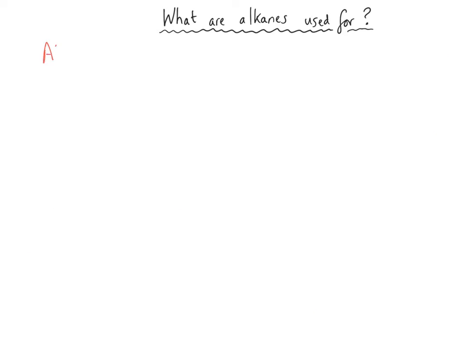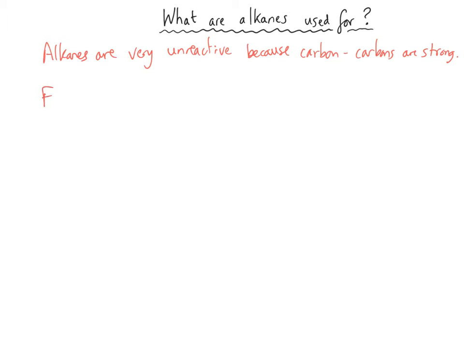Now, alkanes are very unreactive. And the reason for this is that carbon-to-carbon bonds are very strong. And the carbon-to-hydrogen bonds are strong as well. And as a result of this, alkanes won't react with acids, bases, oxidizing agents, reducing agents. In fact, really, they only do a few things. The main thing that they do is burn. So alkanes are flammable.